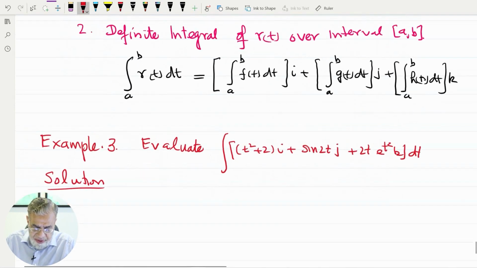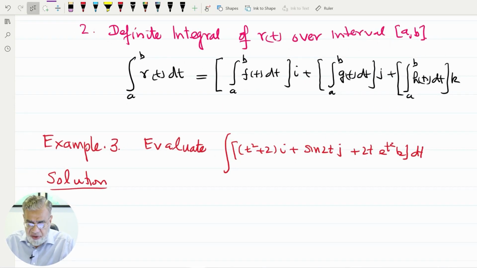Now I take an example, this is my example 3. I want to evaluate this integral, where f of t is t squared plus 2, g of t is sine 2t, and h of t is 2t e to the power t squared. Here we have a polynomial function, a sine function, and an exponential function. So when we want to integrate it, we have the formula for each one.